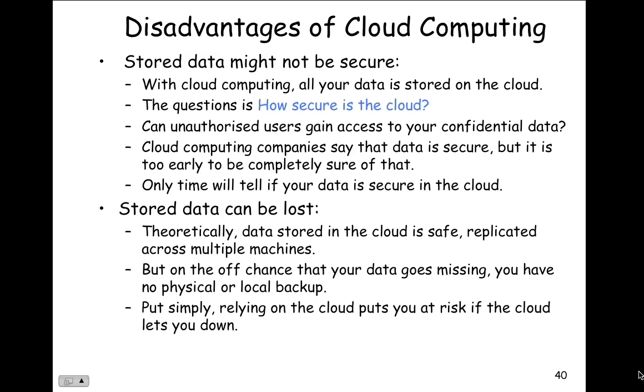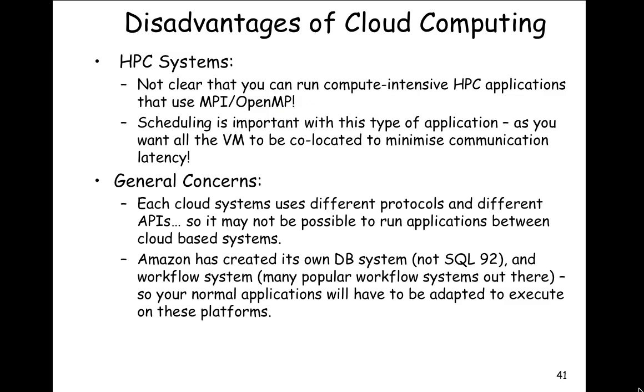Stored data can be lost. Oh yeah, it's nice when it's there, but it might go away. It might be archived. It might be moved. Oh, we lost that. Oh, no problem. Kind of like the bank losing records and things, because you're not controlling it, somebody else is. Theoretically, data stored in the cloud is safe, replicated across many different machines, but there's an off chance that some data might be missing or corrupted or destroyed.